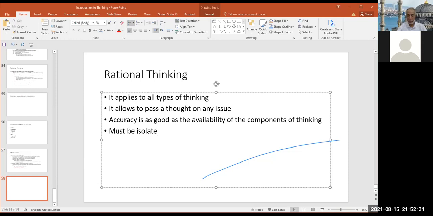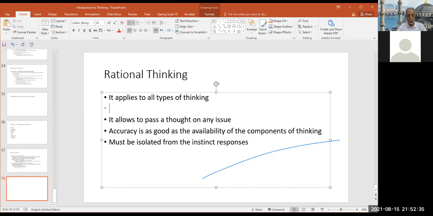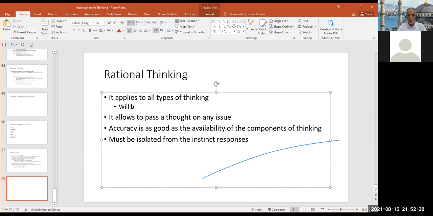Must be isolated from the instinct responses. Okay. And then it applies, I said it applies to all types of thinking, which will be the subject of our next class, because in the next class I will talk about the types of thinking, which I already enumerated in one of the previous slides.